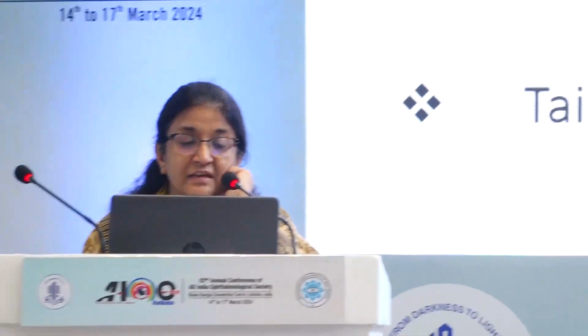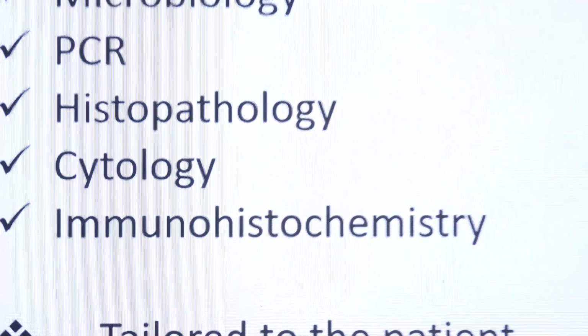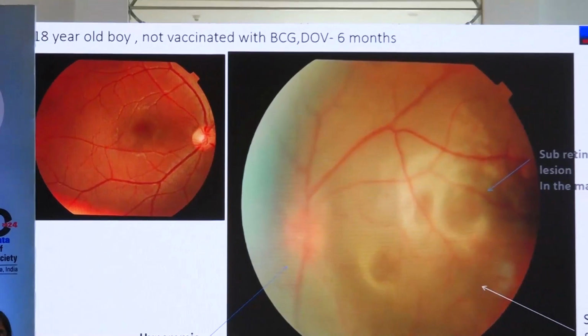And I'm sure JB sir is an expert in this and he will be helping us understand these procedures better. The tests that can be done on a vitreous sample: it can be sent for microbiological examination, for PCR, for histopathology, cytology, and for immunohistochemistry. And these are all going to be tailor-made depending upon what patient you are dealing with.